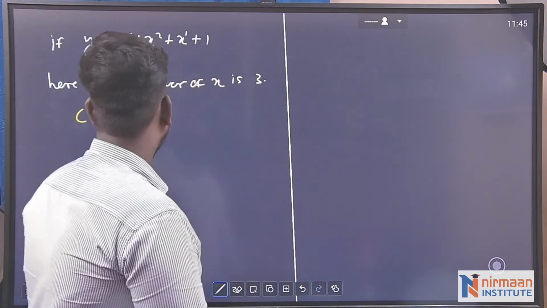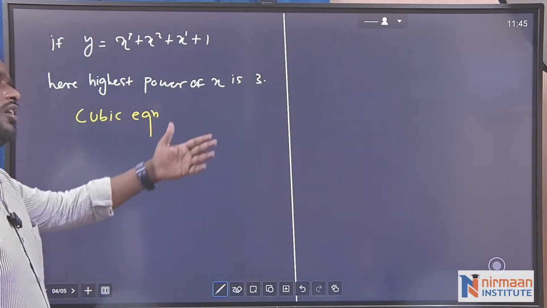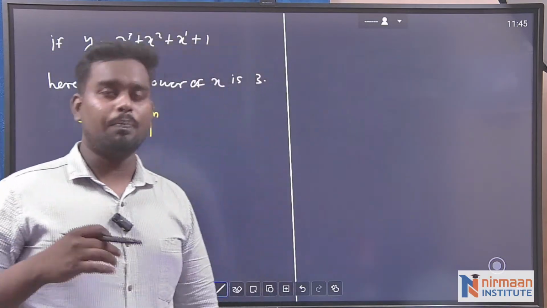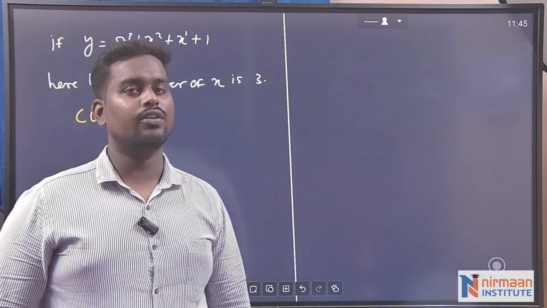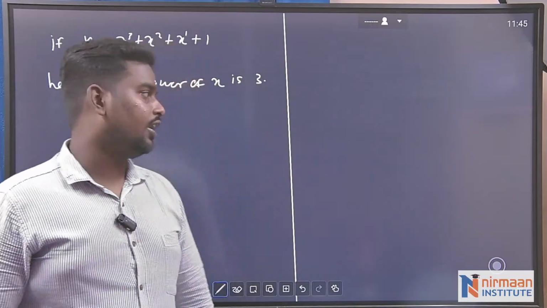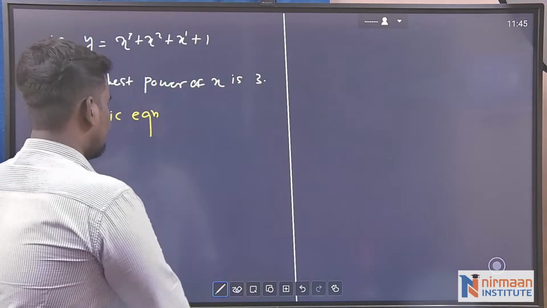So, it's a cubic equation, then the power four is also quadratic. It's very simple. What will be the power of x? The maximum power is called the order of your equation, like linear, quadratic, or cubic, right? Okay, fine.